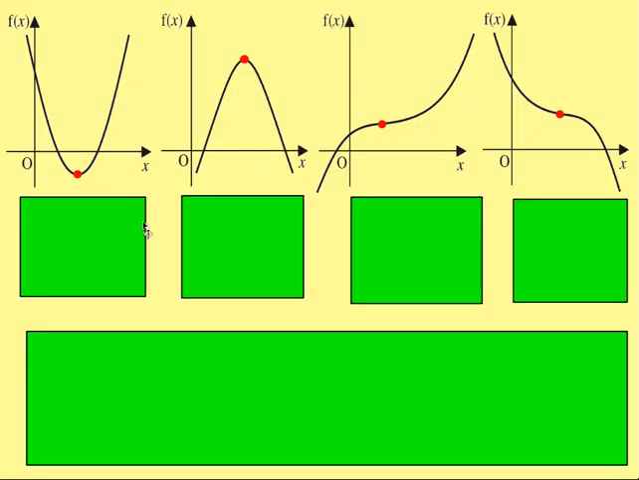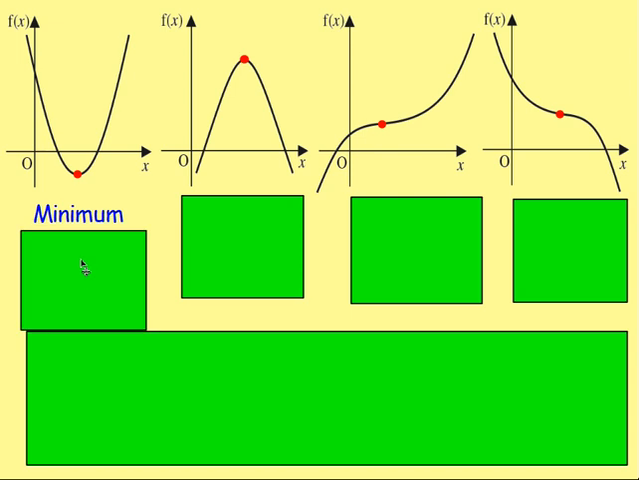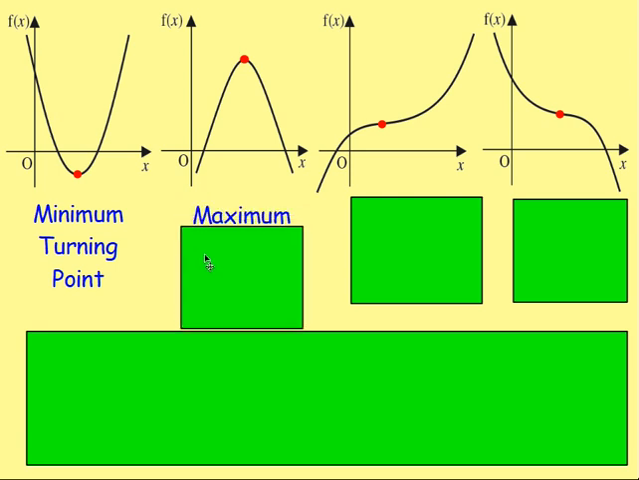So really you do have 4 different options for your graph. You could have something like this, which is known as a minimum turning point. It's the lowest point here, and that is when the function changes from decreasing to increasing. It could also change from increasing to decreasing, and that is known as a maximum turning point.